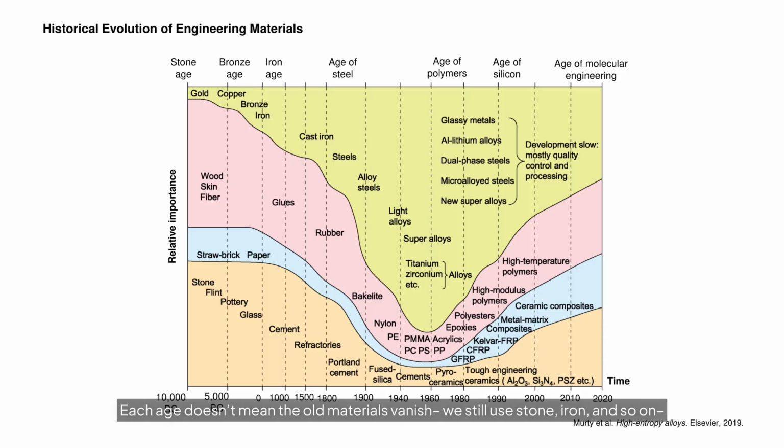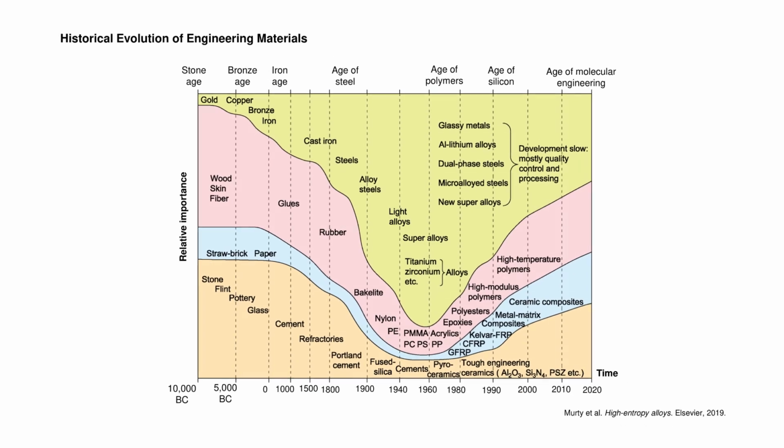Each age doesn't mean the old materials vanish. We still use stone, iron, and so on. But it shows that the driving force of technology and industry has shifted from one material to the next as our society has advanced.